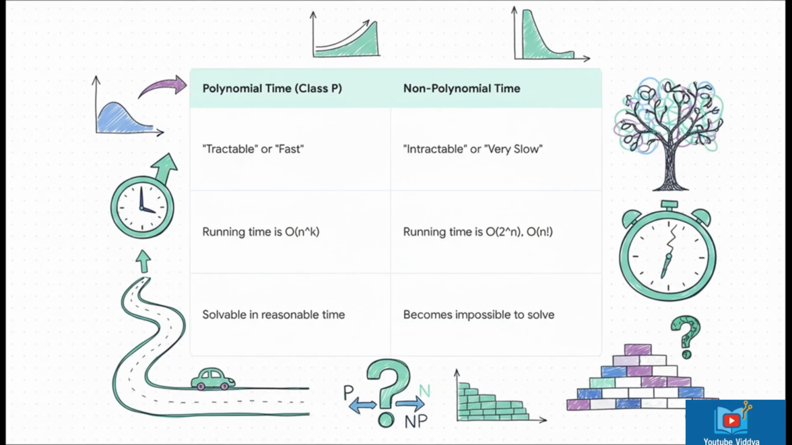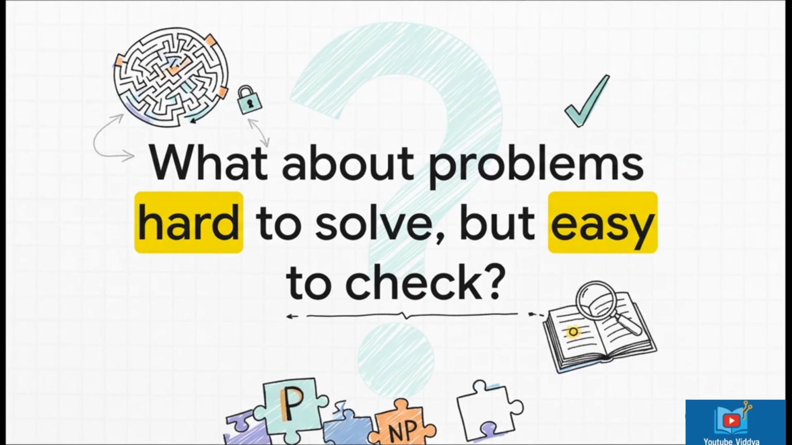These things become so slow, so fast, that they're basically impossible to solve for even a medium-sized n. This brings up a really interesting type of problem. You know the kind I'm talking about. The ones that are an absolute nightmare to solve from scratch. But if somebody just walks up and hands you a possible solution, you can tell if it's right or wrong in a snap. Where do those problems fit in?